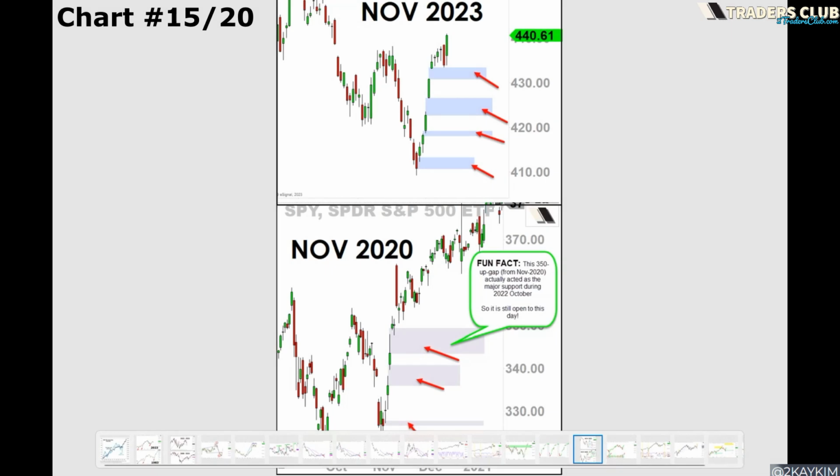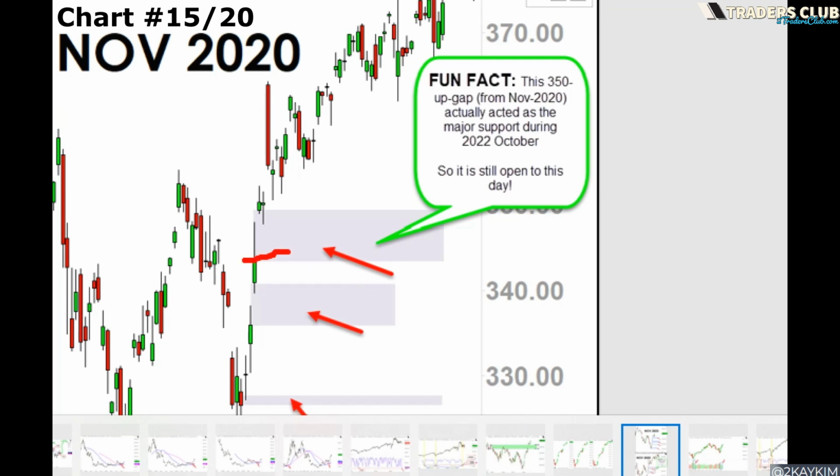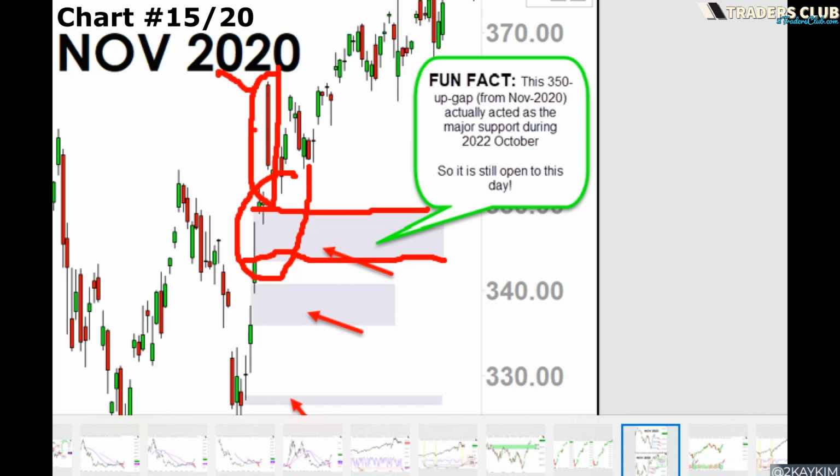There is a gap during November 2022, a fun fact right here. You see this gap right here? This is the SPY 350 up gap that was opened up during November 2020. This was the election week, when Biden and Trump were battling it out. And I believe this was a couple of days later, when the announcement happened that Biden had become the president of the United States, and we saw this crazy gap up and fade.